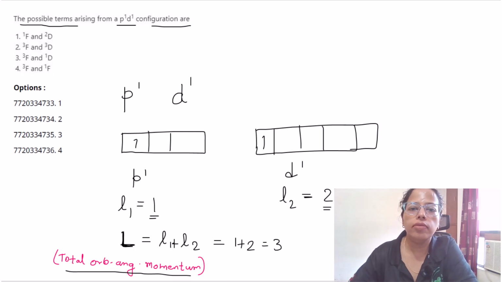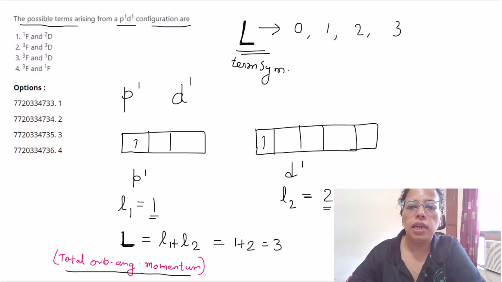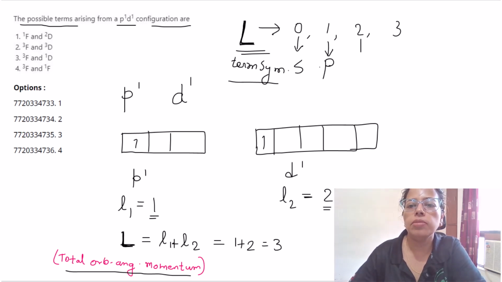And we know very well, while writing a ground state term, we take the base term as capital L, the total orbital angular momentum. And this base term is indicated by different term symbols according to the value of L. If L is 0, the term symbol is S. If L is 1, the term symbol is P. If L is 2, the term symbol is D. And if L is 3, the term symbol is F, like this.